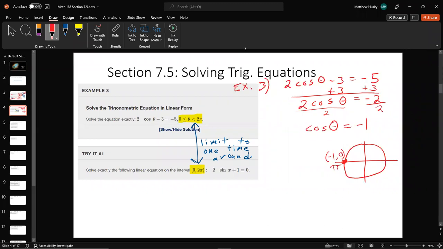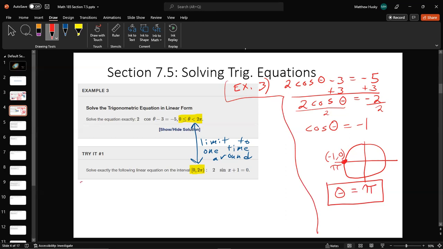So this is actually, I mentioned earlier, most trig equations are going to have two answers. This is one of the few situations where there is, in fact, only one solution. We're going to get one solution, which is when theta is equal to pi. That would give us a cosine value of -1. And then if you double that and then subtract 3, that'll end up giving you -5 when all is said and done. So that is that example.